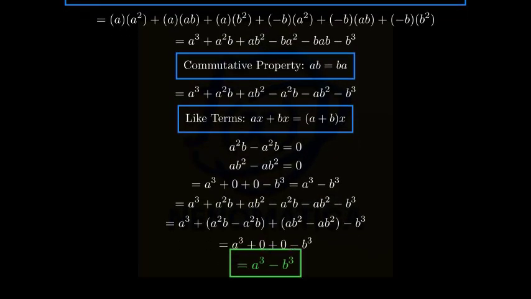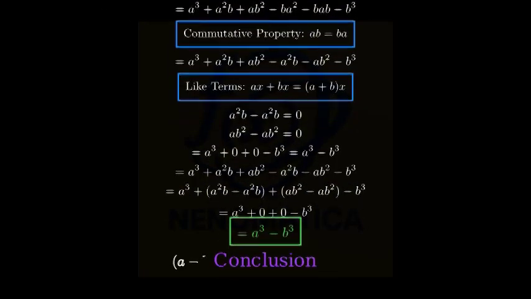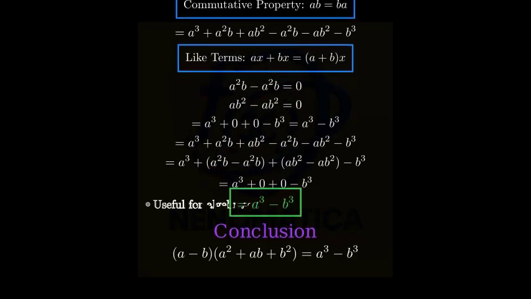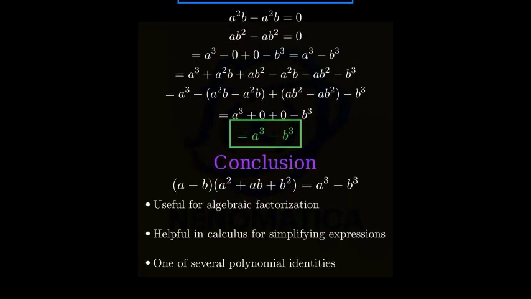Therefore, we have proven that the product of a minus b and a squared plus ab plus b squared equals a cubed minus b cubed. In conclusion, we've proven an important algebraic identity, the difference of cubes formula. This formula states that for any real numbers a and b, the product of a minus b and a squared plus ab plus b squared equals a cubed minus b cubed.